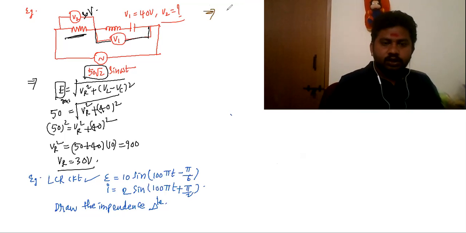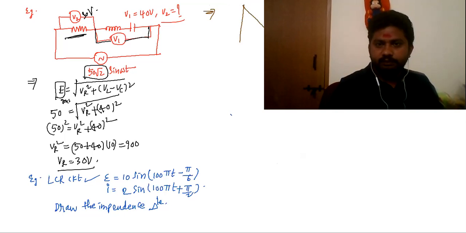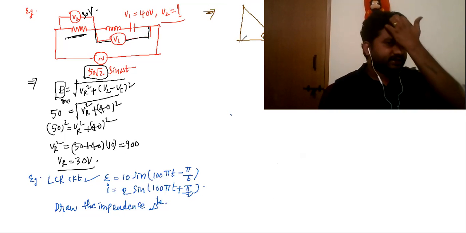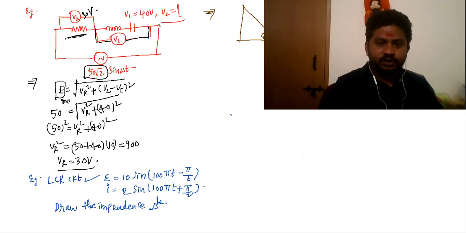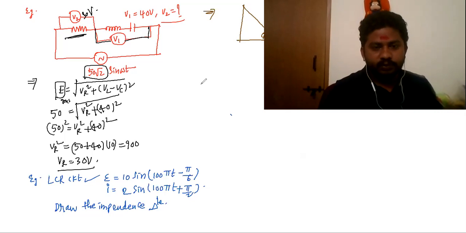Impedance triangle. So what is the impedance triangle? You know what exactly the impedance triangle means. So this is the value phi. Phi is what? Phase difference. So phase difference here, between E and I.